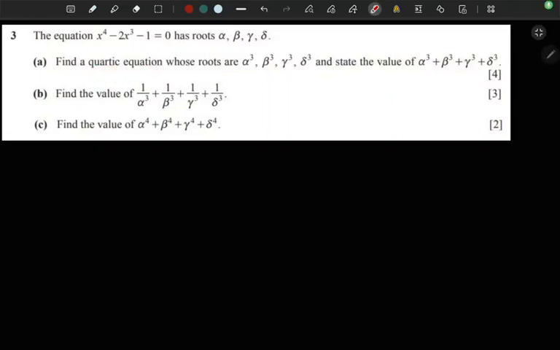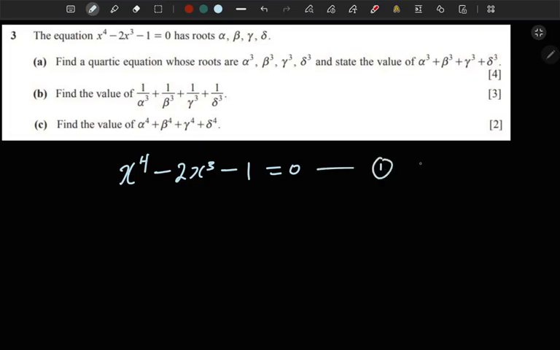For you to find a quadratic equation whose roots are these, you need to make use of the given equation, and that is where you need to start from. Now consider the given equation, which is x to the power of 4 minus 2x raised to the power of 3 minus 1 equals 0. So let's call this equation 1.